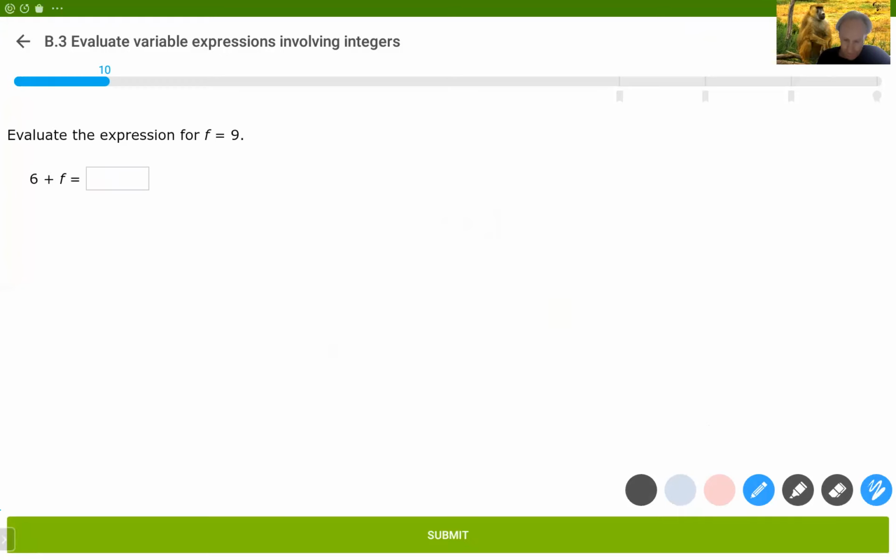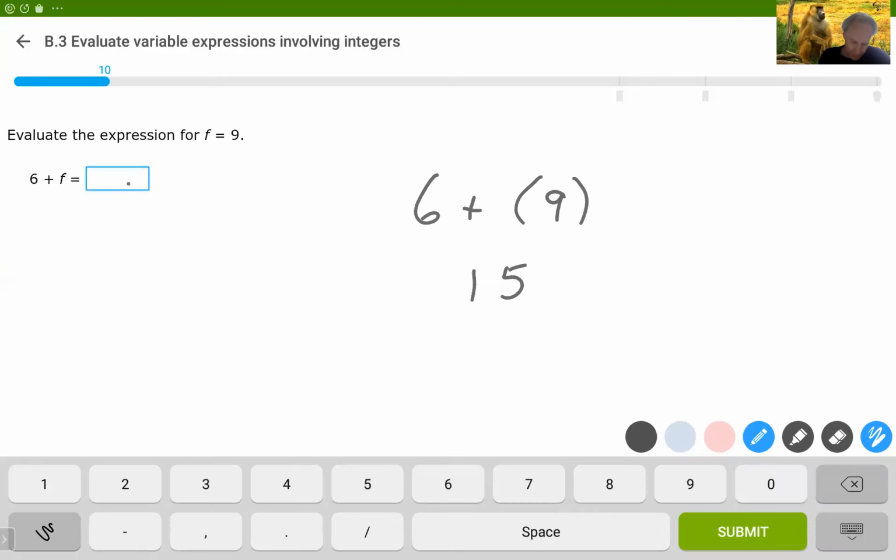And now we have 6 plus 9, which is 15. One of the things you'll notice I don't do is write the equal sign, because if you write an equal sign, it looks like you may be making an equation, which is different than an expression. In this particular case, this expression is 15.